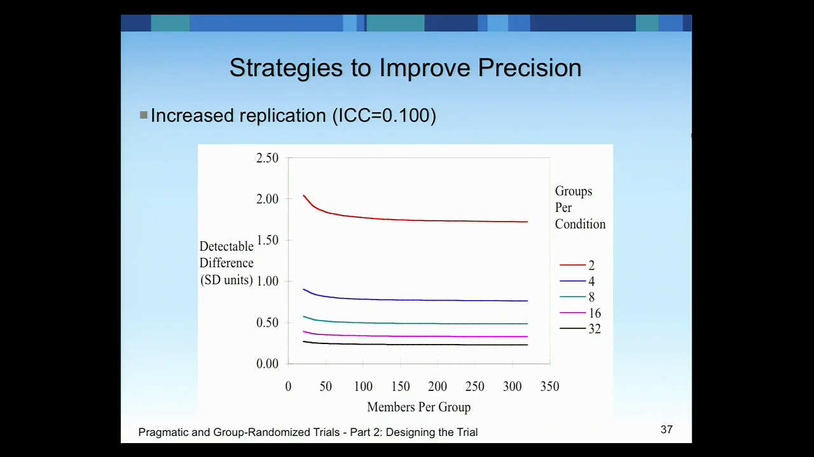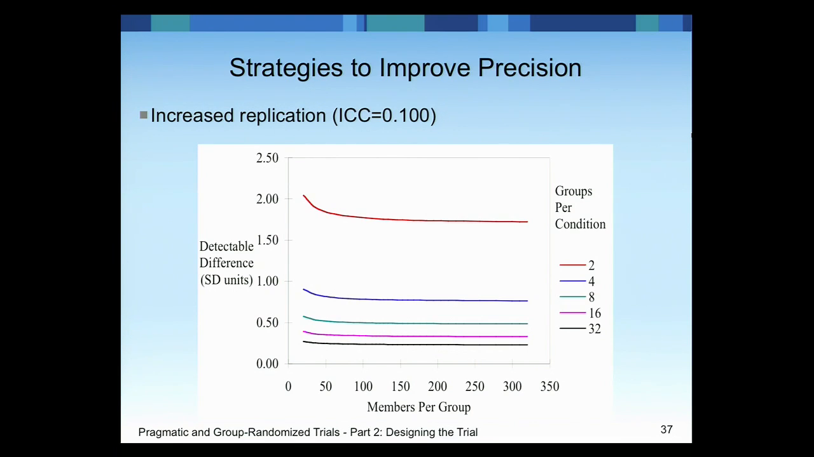In public health and medicine, we're usually looking at intervention effects that are 0.25 to 0.5 standard deviation units. So that's down towards the bottom of the y-axis. And in this slide, you'd get there with 32 or 16 groups per condition, but not really with the other levels. So you need a pretty good size study if the interclass correlation is as high as 0.1.